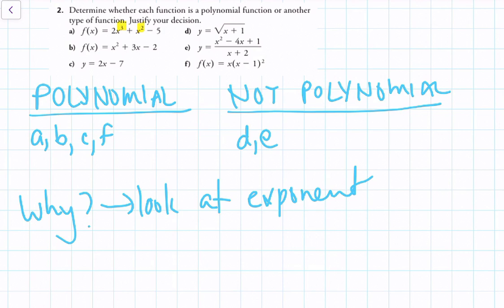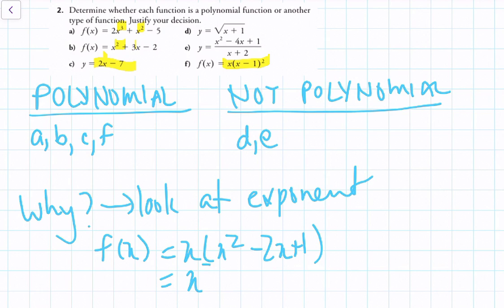For B, we know it's polynomial again for the same reasons, whole number exponents only, and this is a quadratic function. For C, we know it's polynomial, it's actually linear, again, whole number exponent. And for F, we know it's polynomial because, again, this is a whole number exponent. So actually for this, we would need to expand it out beforehand. So we would have f of x is equal to x times x squared minus 2x plus 1. So it becomes x cubed minus 2x squared plus x. So then we know that this is degree 3. Okay.